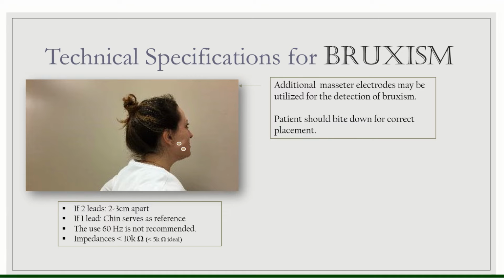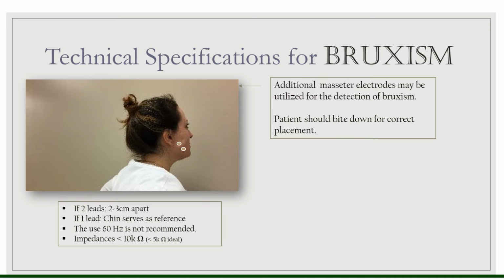All right, technical specifications for bruxism. Additional masseter electrodes may be used for the detection of bruxism. Patients should bite down for correct placement. So you would ask the patient to bite down, and you will put them right here. If we're doing 2 leads, then we would do them 2 to 3 centimeters apart, just like we would do with the legs. Let's recap right quick about the legs.